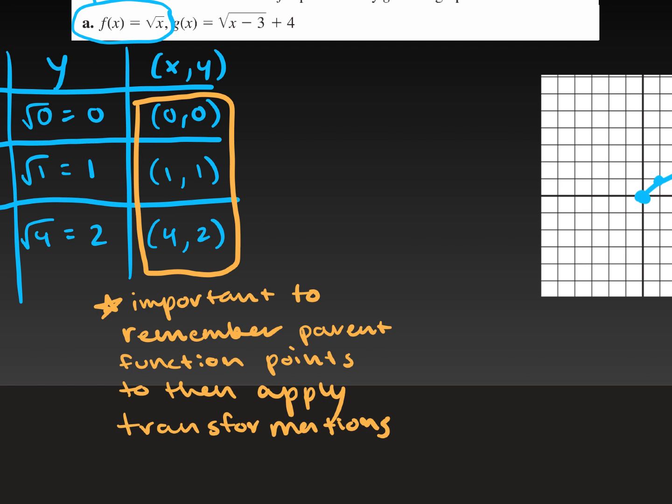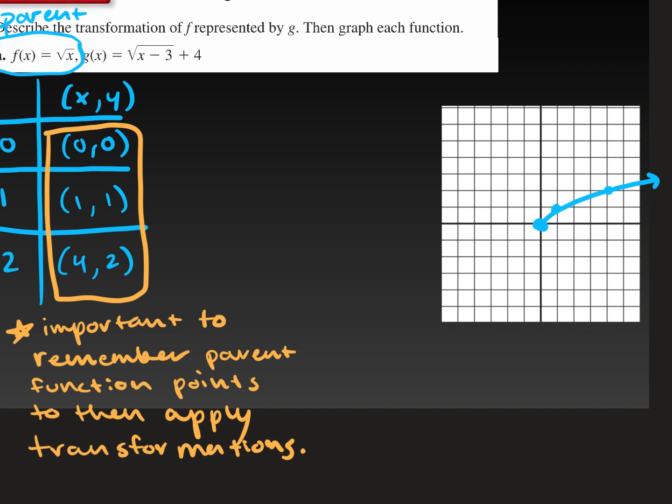So these 3 points are important to remember. I said it's important to remember parent function points to apply transformations. That way you don't have to make this chart every time that you want to graph the parent function. Parent function of the square root is not going to change. It's always going to be these 3 key points. So just put them on the graph and then apply your transformations how it happens.